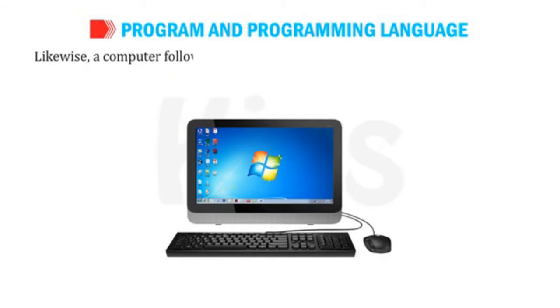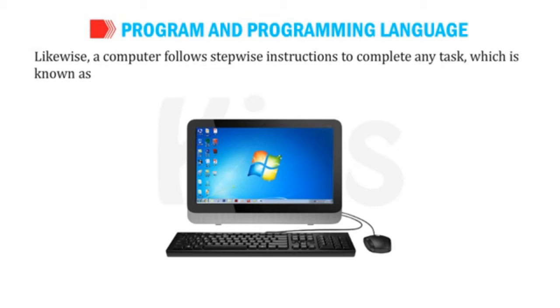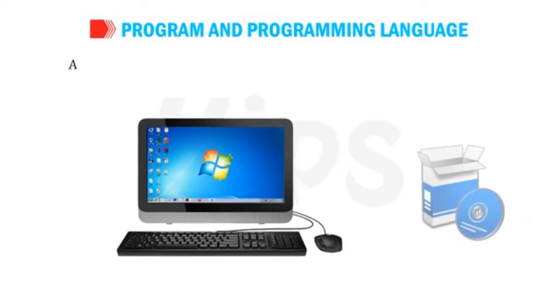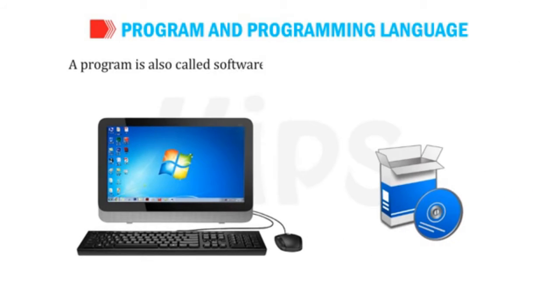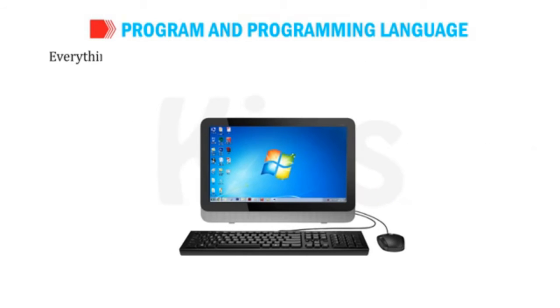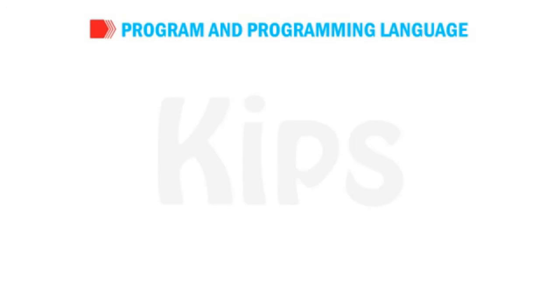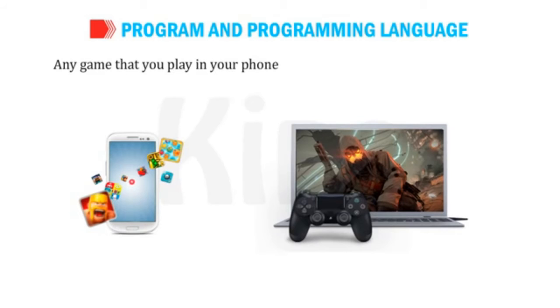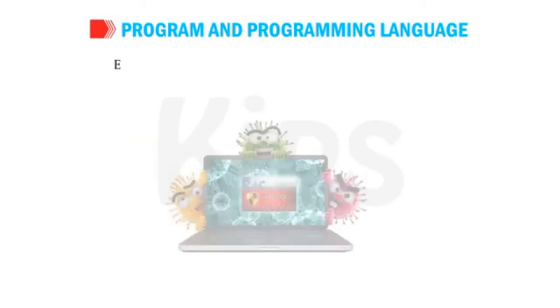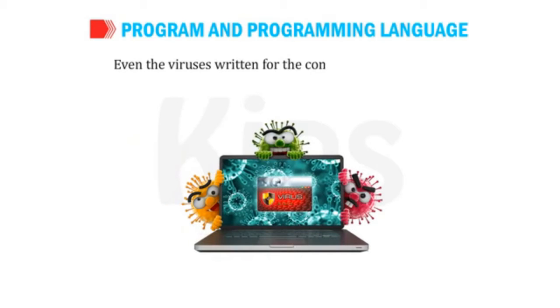Likewise, a computer follows stepwise instructions to complete any task, which is known as program. A program is also called software, which tells the computer what to do. Everything that a computer does from starting up to shutting down is done by a program. Any game that you play in your phone or computer is nothing but a program. Even the viruses written for the computer are programs.